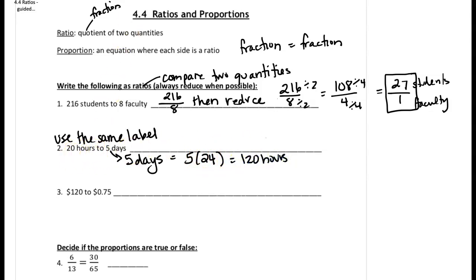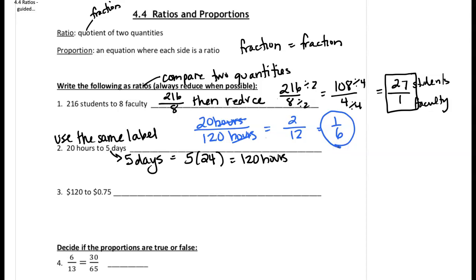To make this ratio, we have 20 hours compared to 5 days. So the numerator is going to be 20 hours. And the denominator is going to be the equivalent of our 5 days, which is 120 hours. So notice that the hours and hours match. Okay? And then we can reduce. First, I'm going to reduce them both by 10. 20 divided by 10 is 2, and 120 divided by 10 is 12, and I'm going to reduce again to get 1/6. So it would be 1 hour compared to 6 hours.